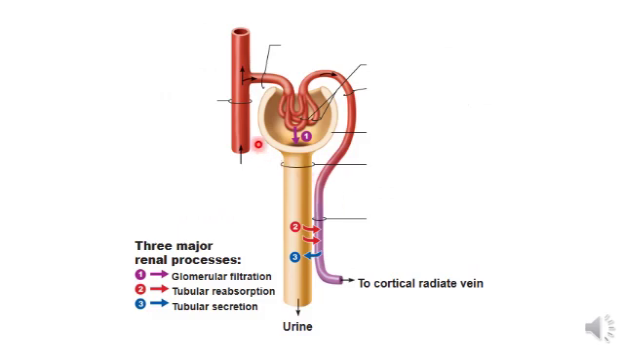This is the structure of a nephron. These are the glomerular capillaries, and this cup-shaped structure is known as the Bowman's capsule or glomerular capsule. These are two arteries.